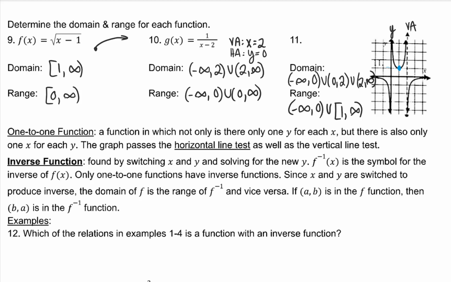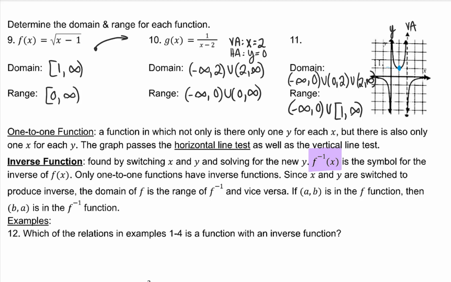An inverse function is found by switching x and y, solving for the new y. f inverse of x is the symbol for the inverse of f of x. Only one-to-one functions have inverse functions. Since x and y are switched to produce the inverse, the domain of f is the range of f inverse, and vice versa. If (a, b) is a point in the function f, then (b, a) is a point in the function of the inverse of f.